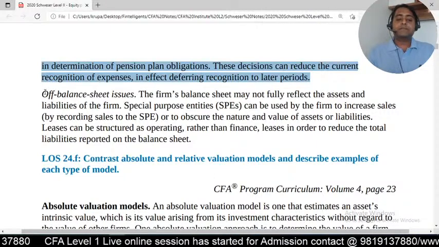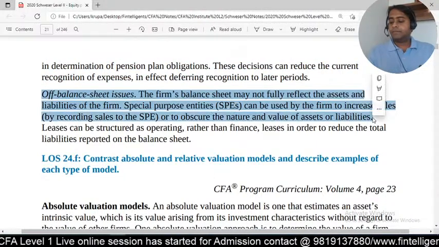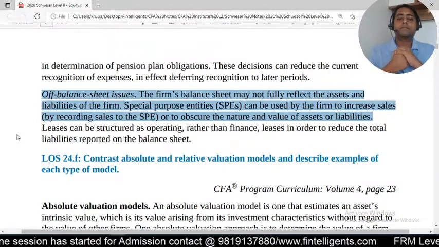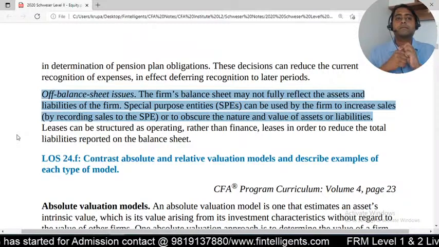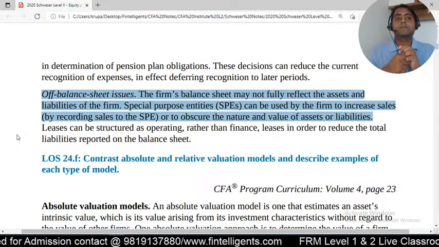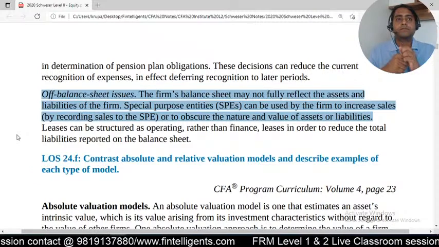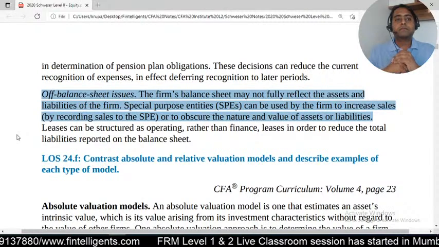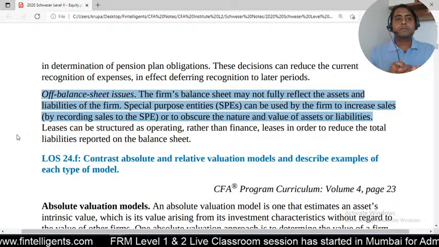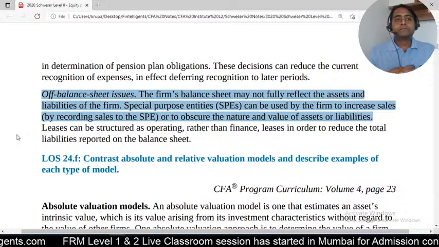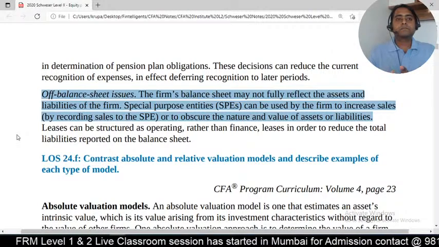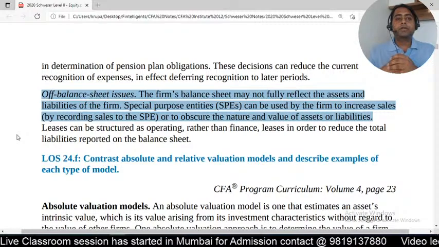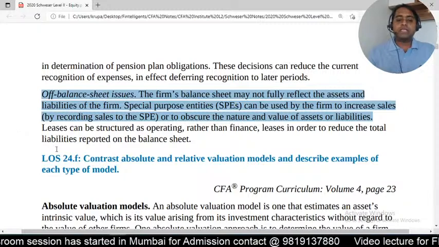Read this first 3 lines. Read the first 3 lines of that paragraph. All good? Now the last 2 lines.